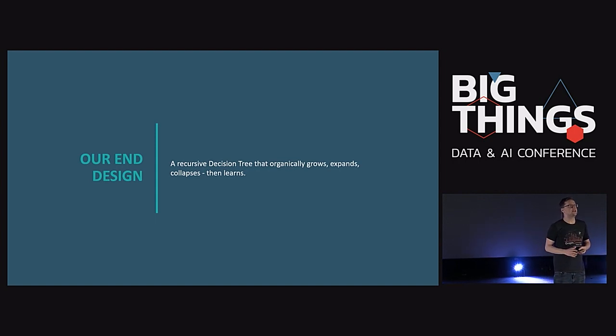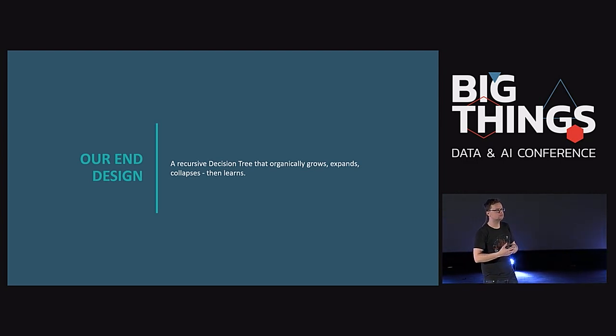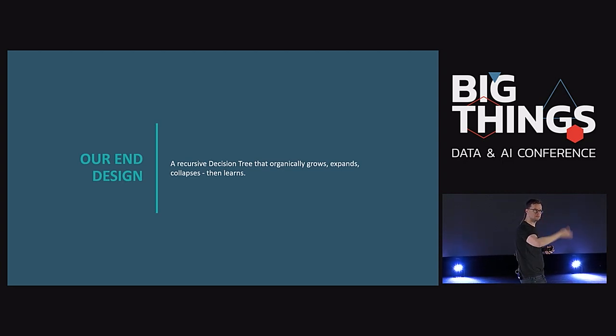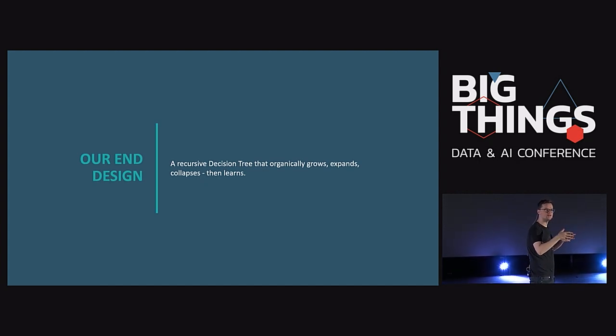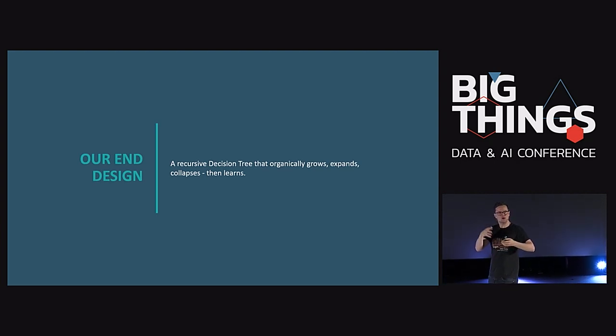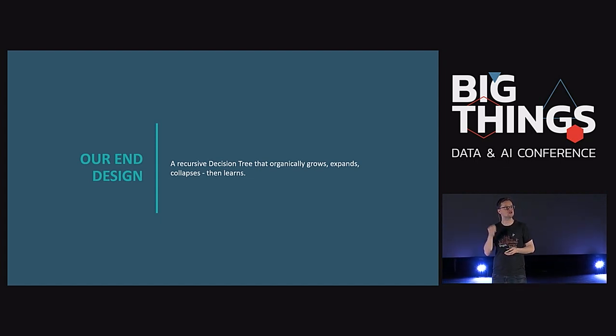So the end design, after around 6 months, can be summarized here. What we designed in a decision engine was a recursive decision tree that would organically grow and expand, and if we were building branches of this tree that weren't linking to anything, we would cut them. We would collapse those branches. There wasn't enough interesting information to discover in those paths. And this was our first, I would say, naive approach. I've added a little bit on there at the end, which is the learning factor.